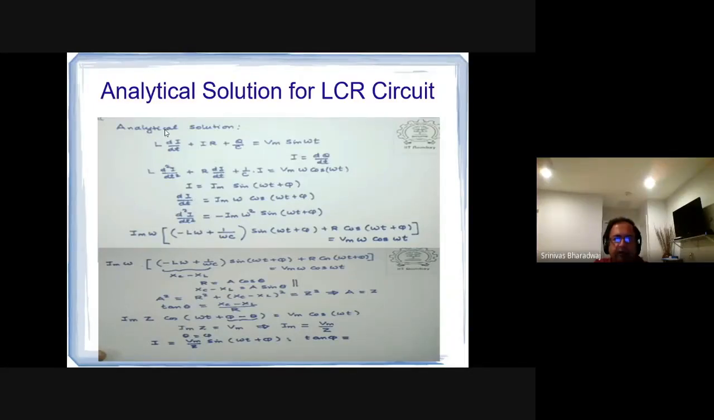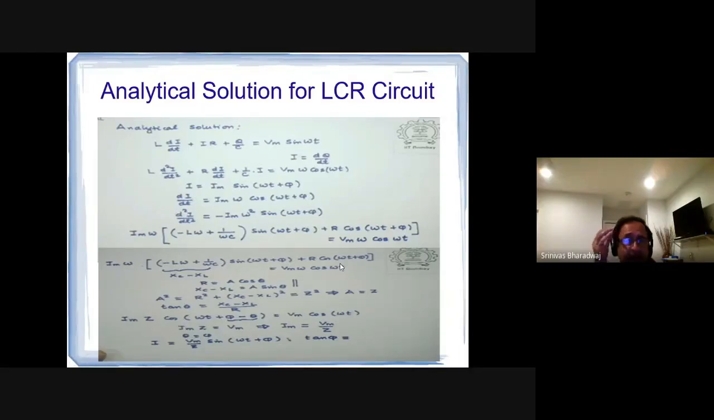Now we rewrite this using Z. When you rewrite this using Z and a phase, you end up with this equation: Im times omega L minus 1 by omega C, sin of omega t plus phi, plus R cos omega t equals Vm omega cos omega t. Now this is your Xc minus XL, this is your R, and this is your sin omega t and cos omega t.